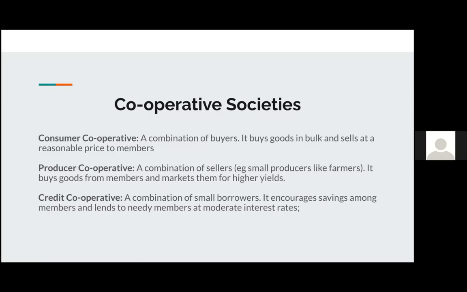Finally, we have credit cooperatives. And I think this is probably the most popular one that people know: a group of people come together and put money into the group, and at different points, different people can borrow the money that everybody has put in. It encourages savings because the more money you put in, let's say every month, that means it's growing. Essentially, anybody in the group can borrow the money from the group, but then we need to pay back at an interest rate.